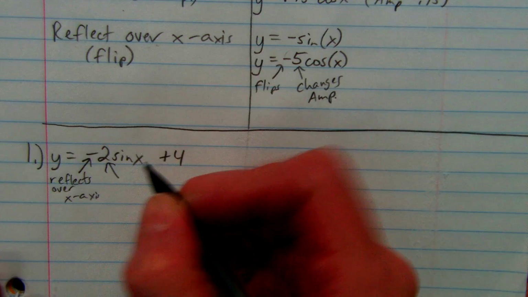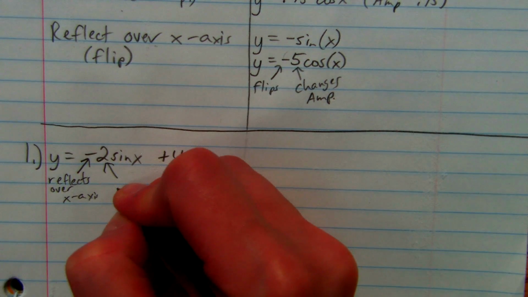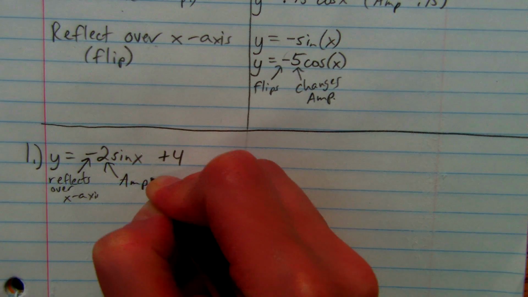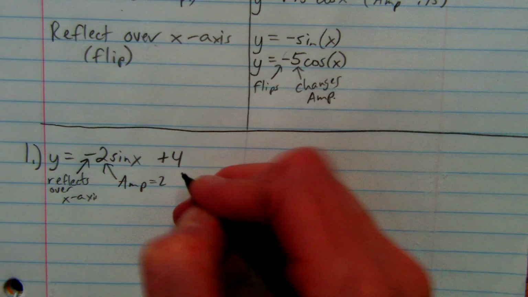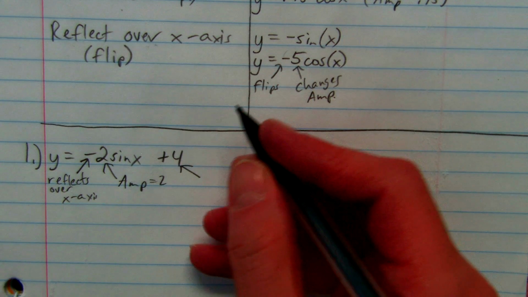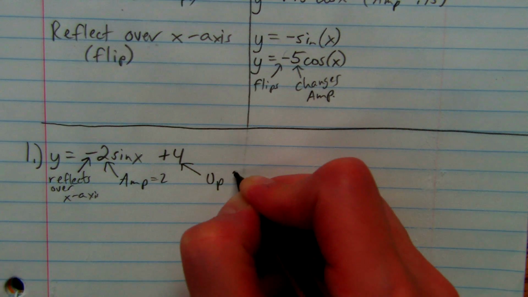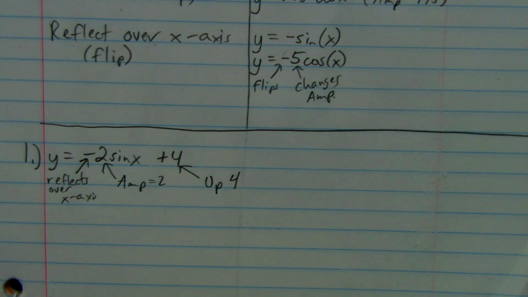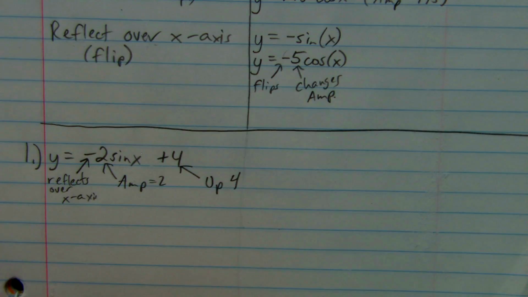The 2 changes the amplitude to 2. Or you could say it's a vertical stretch. And then what does the plus 4 do? It moves it up 4. We'll just put up 4. You could say translates up 4. So that's all of the transformations from the parent function sine of x, the one that only goes to 1 and -1 and all of that.